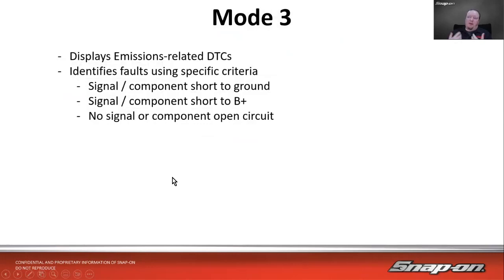Mode 3 is going to be pulling our DTCs. This will display our emissions related DTCs, and it's going to identify faults using specific criteria. And as I said, criteria on OBD2 could be different than the criteria the manufacturer sets. So we need to check both sides. A couple easy ways to do that, or we can do it manually.